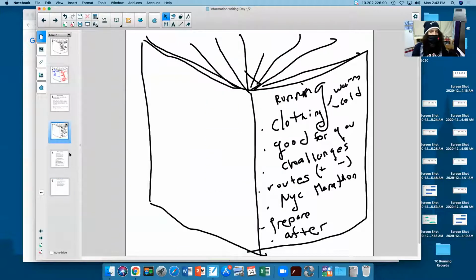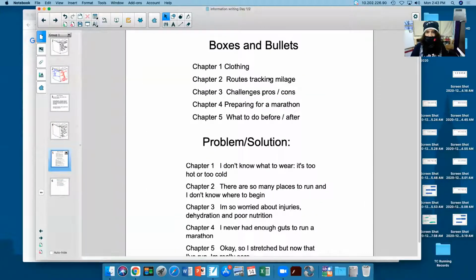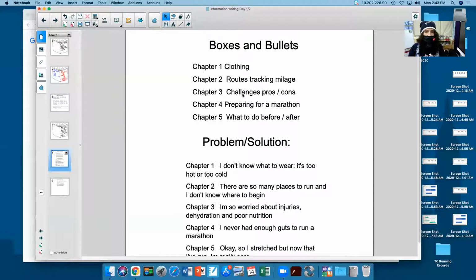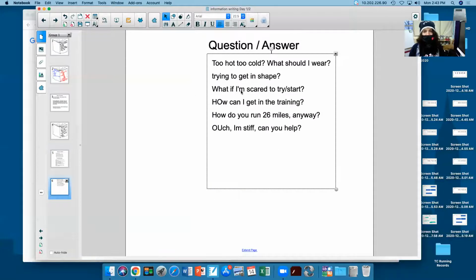Trying to get into shape. Maybe my second one was routes for tracking mileage. Well, maybe I'm going to structure that as trying to get into shape. Maybe these are, meaning not physical fitness, shape for running. You know, here are some routes that you might want to try. Maybe it's the challenges, right? Maybe I'm going to set that up as what if I'm scared to try? Maybe that's a big challenge for you.